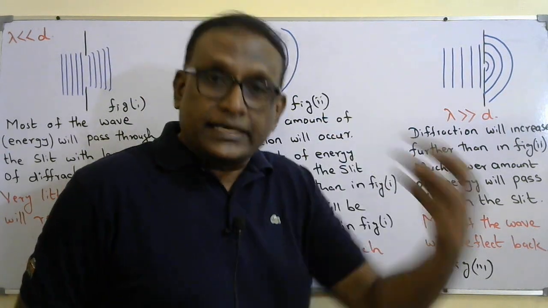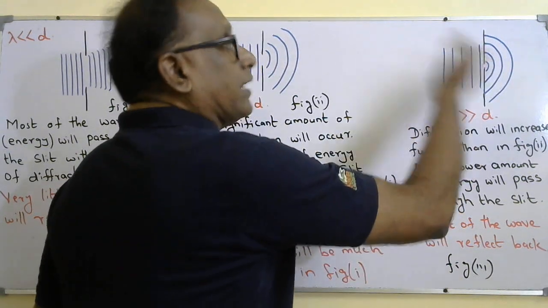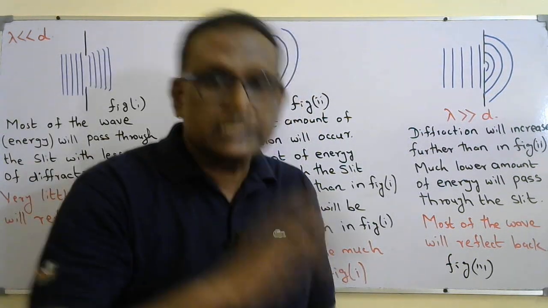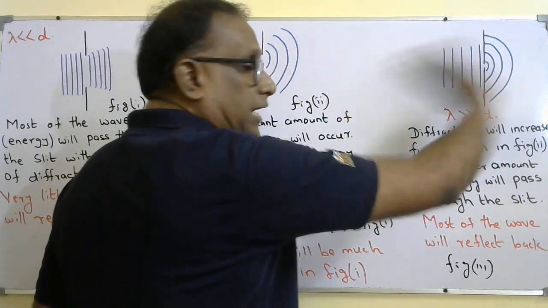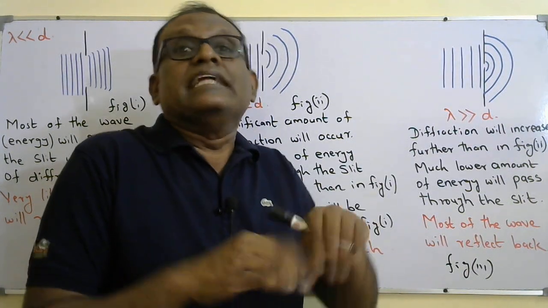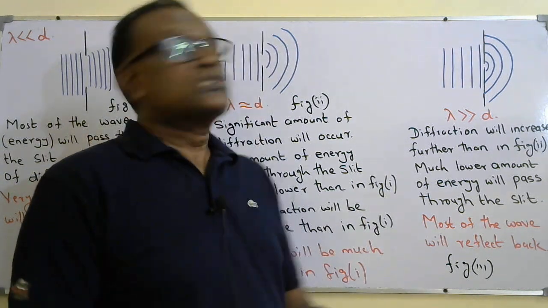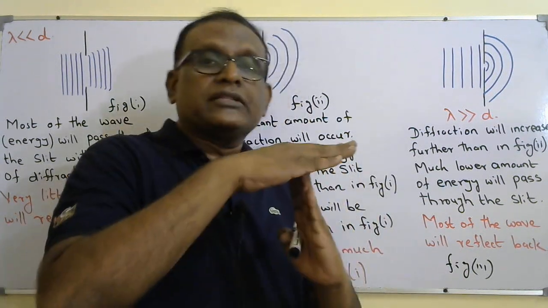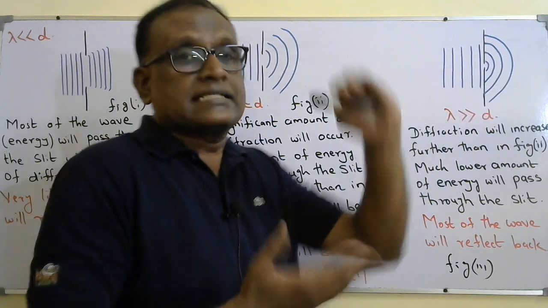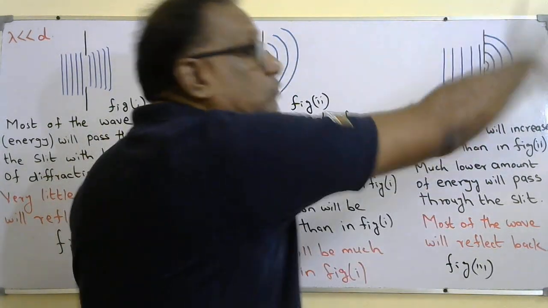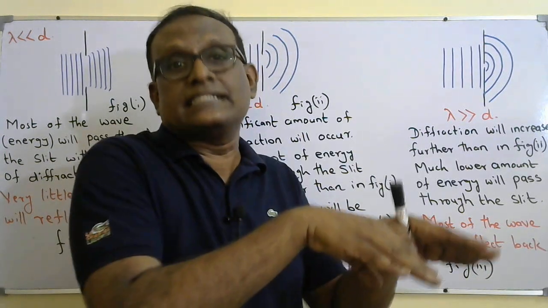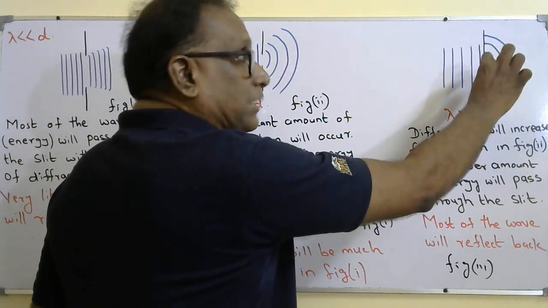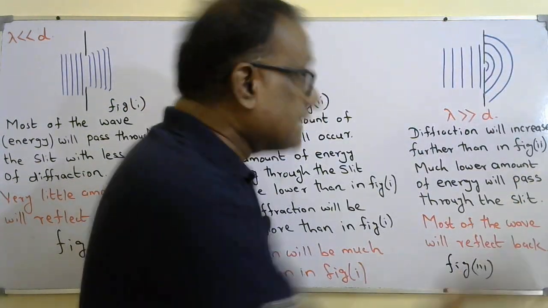Okay, when we compare this and this, here the wavelength is much larger than the slit size. So the slit size becomes much smaller than the wavelength. What will happen? The amount of energy passing through the slit will be further decreased because the slit size has reduced a lot, but diffraction will increase further. So after diffraction, the intensity will be much lower because the amount of energy passing through the slit is reduced, and it's going to spread out more. It's going to diffract more, which means intensity will be lower. The amount of energy passing through the slit will be less compared to here.